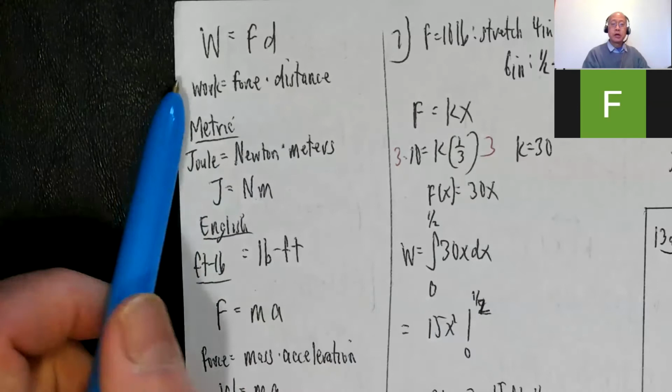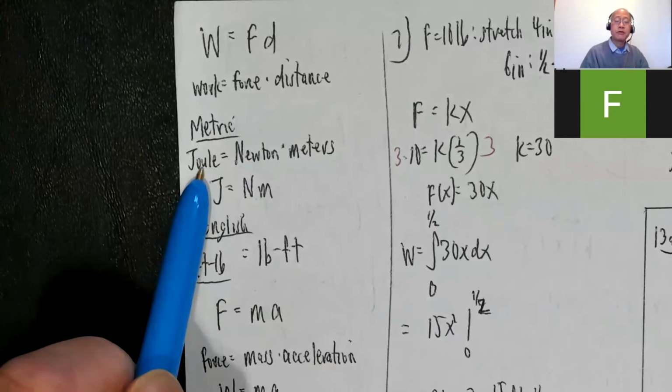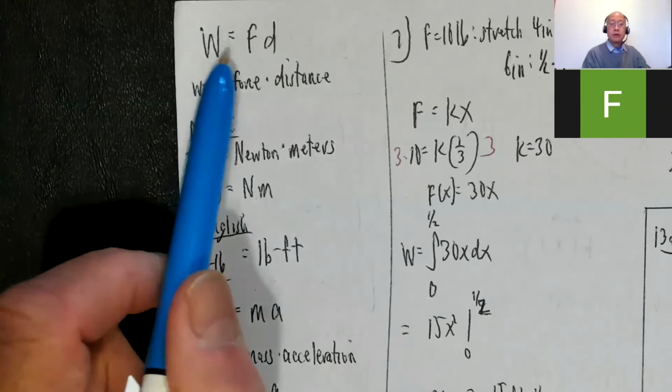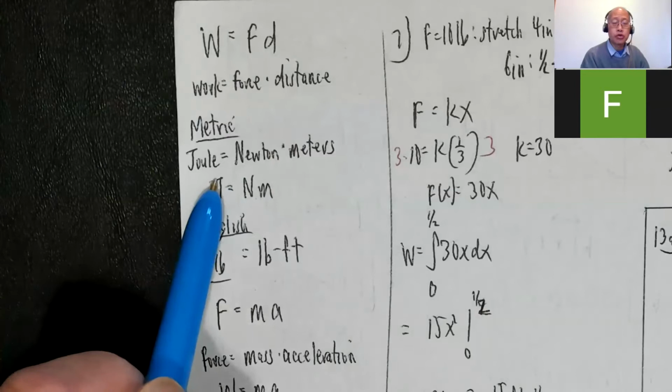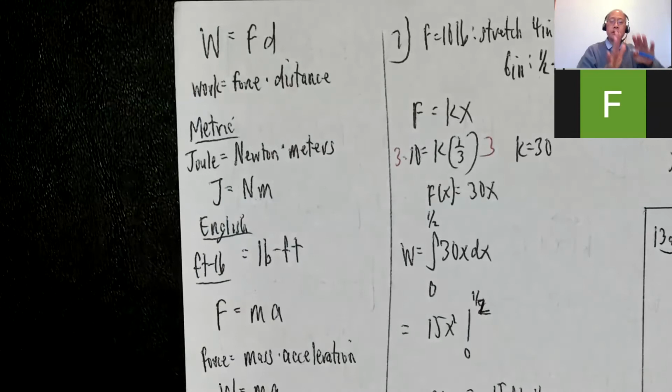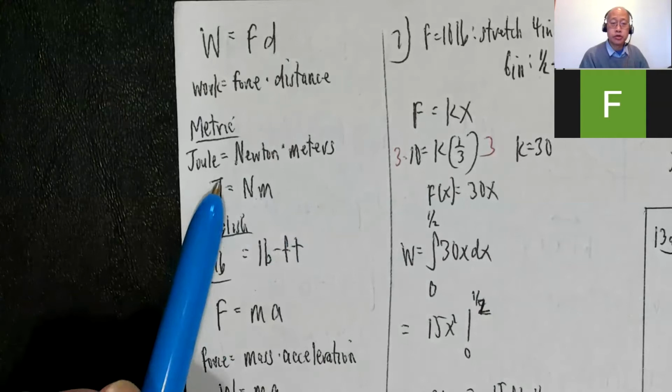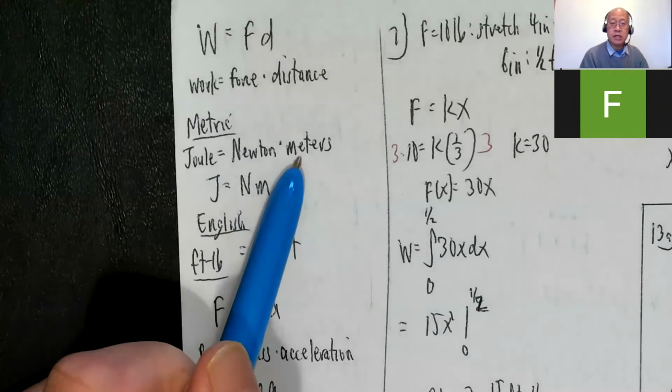In the metric system, the unit of work is the joule, J-O-U-L-E, named after a physicist, James Prescott Joule was his name, J. Units of force is the Newton, and you've probably heard of Sir Isaac Newton, one of the co-founders of calculus, and distance is in meters. So a joule of work is a Newton meter. I take a force of 1 newton and I move it 1 meter. That's considered 1 joule. So joule is a Newton meter. Now that does mean if the problem is given to me and it's not in meters, I think some of the problems were centimeters or millimeters or whatever, you have to change it to meters first.